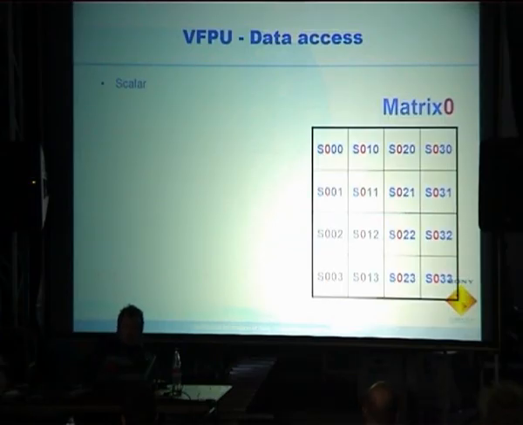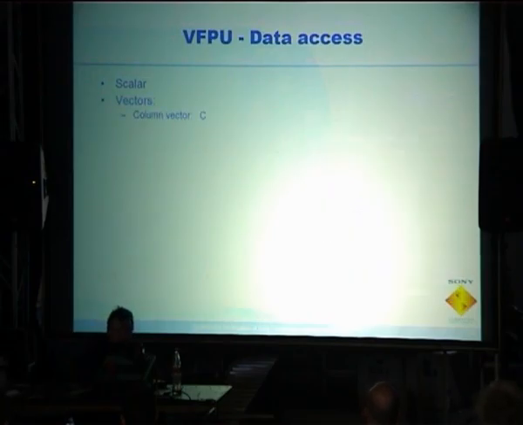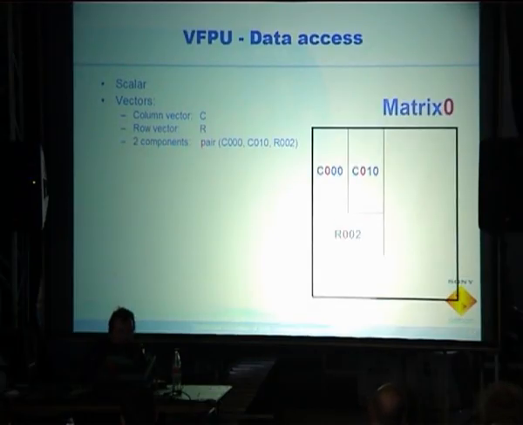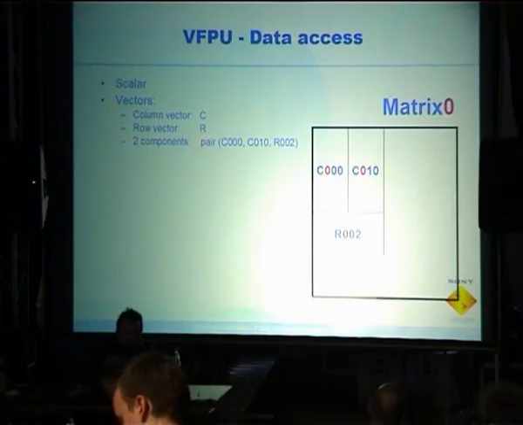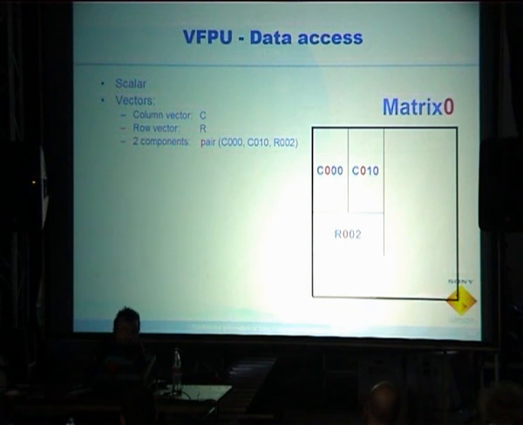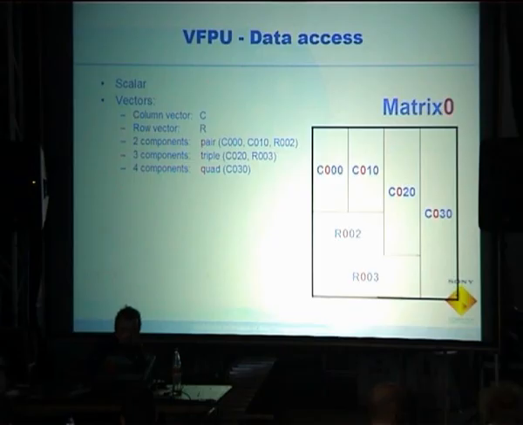Scalars, you simply access them with an S at the beginning, then the matrix number, and then another number. Vectors are accessed like this. You mark them with a C for column vectors, or with an R for row vectors. You can have them as pairs, triples, or quads.